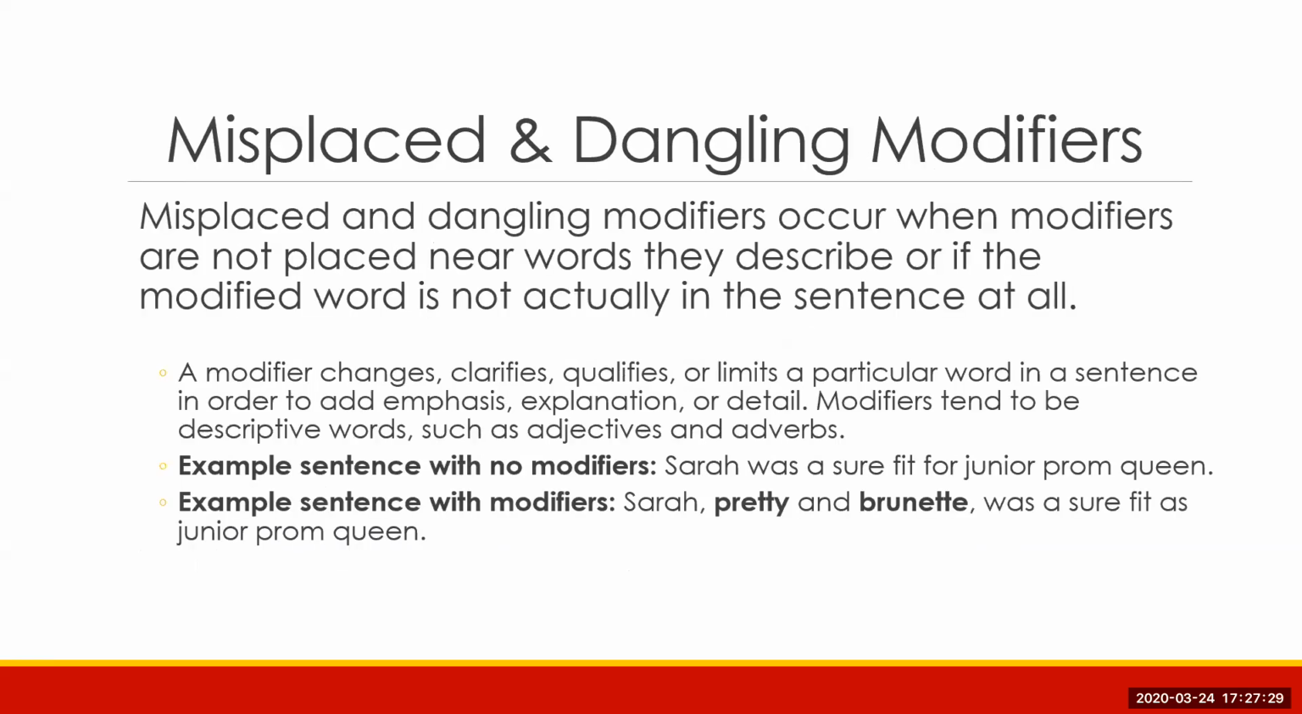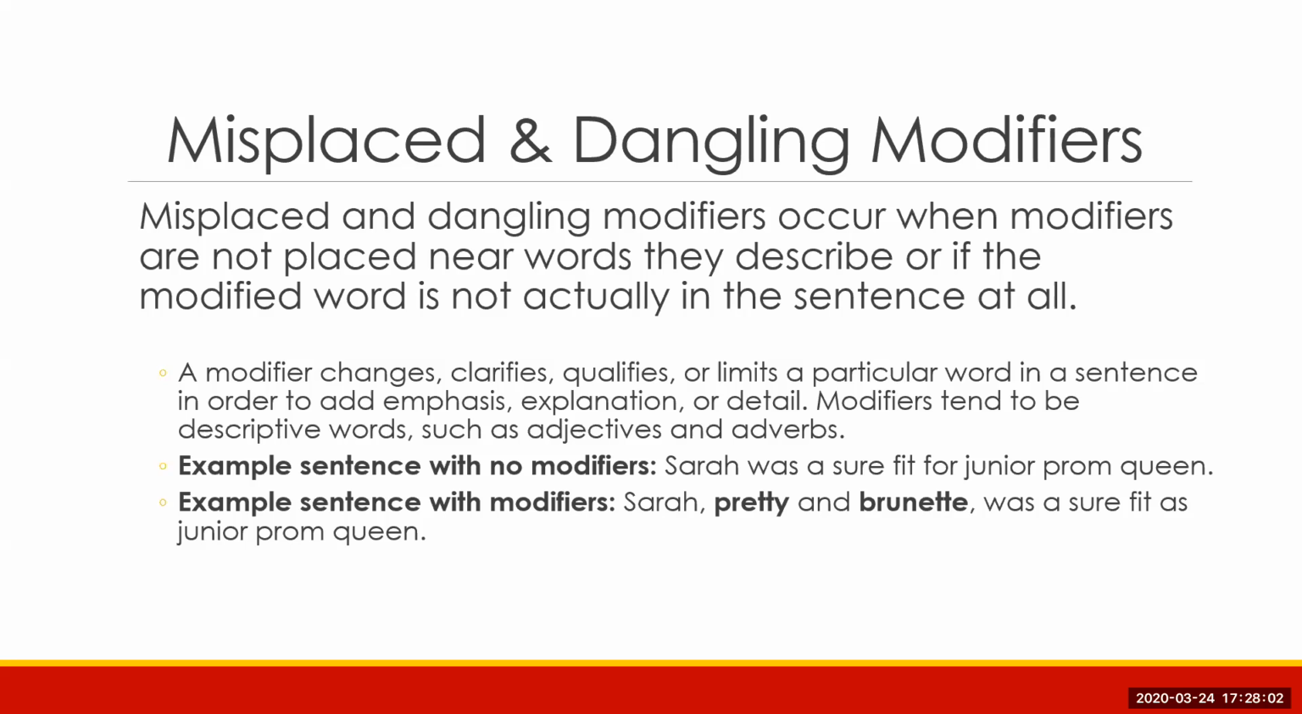Okay, so the next thing we're going to cover is misplaced and dangling modifiers. This happens when modifiers are not placed near the words they describe, or if the modified word is not actually in the sentence at all. This one's not as obvious, I want to say, as comma splices or run-on sentences, but it is a very important thing, especially if you want to be a clear writer.